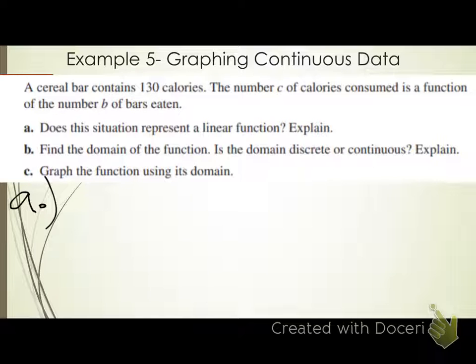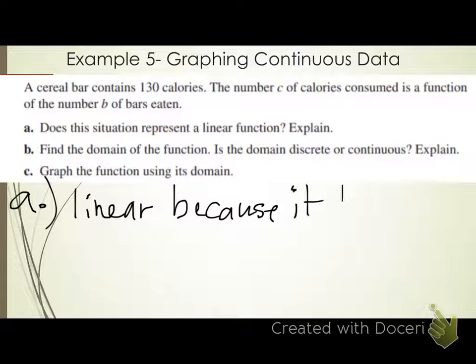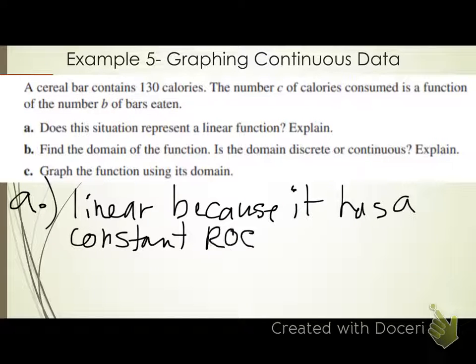Maybe it'll make more sense once we see the graph, because we are going to graph it. So this is linear. Does everyone see how it is a constant rate of change? So it's linear because it has a constant rate of change. Questions on letter A? We've answered letter A. It's linear, it's got a constant rate of change.